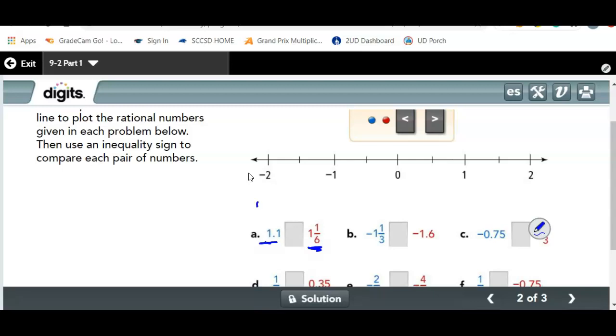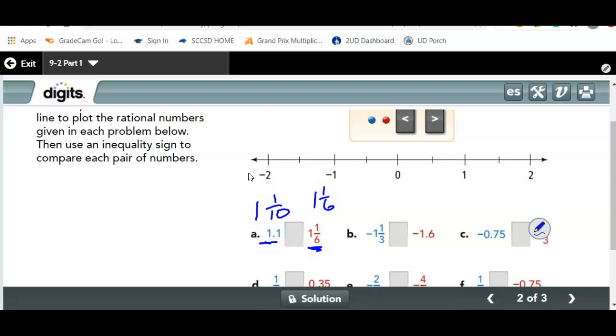This whole number is 1. The fraction would be this part right here after the decimal point. This is read as 1/10. So 1 and 1/10. Can we compare 1 and 1/10 and 1 and 1/6 now? Can we compare them? No. Kind of, but you really shouldn't. They do need a common denominator.